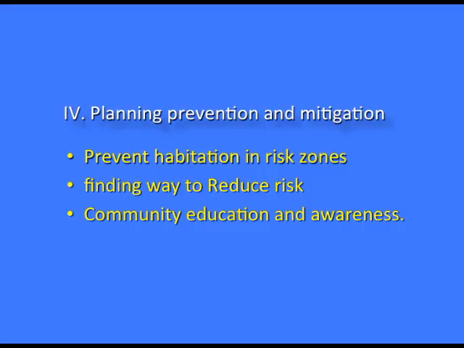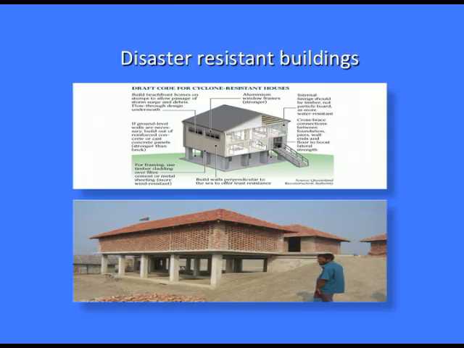Coming to the fourth point, planning, prevention and mitigation. This includes prevent habitation in risk zones, finding ways to reduce risk, community education and awareness. Out of all these things, education and awareness is very, very important. For example, here are certain more examples I could give you.